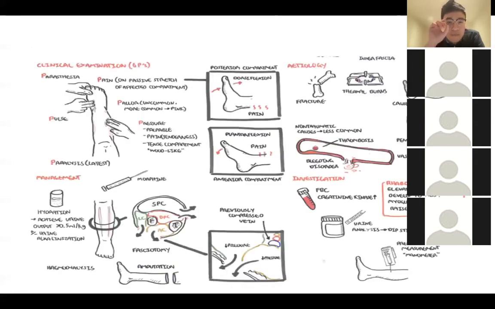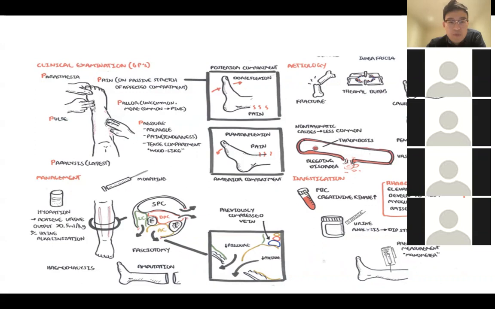Now, most of you would remember that compartment syndrome is a clinical diagnosis, a syndrome that can be caused by anything, including fractures, burns, crush injury, blunt trauma, or a big hematoma, with a clinical examination that can give you the 6 Ps: paresthesia, pulse, paralysis, pallor, and pressure.